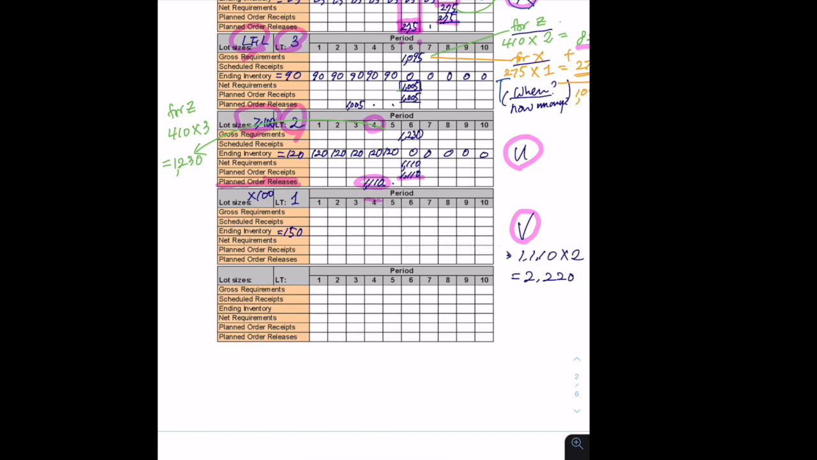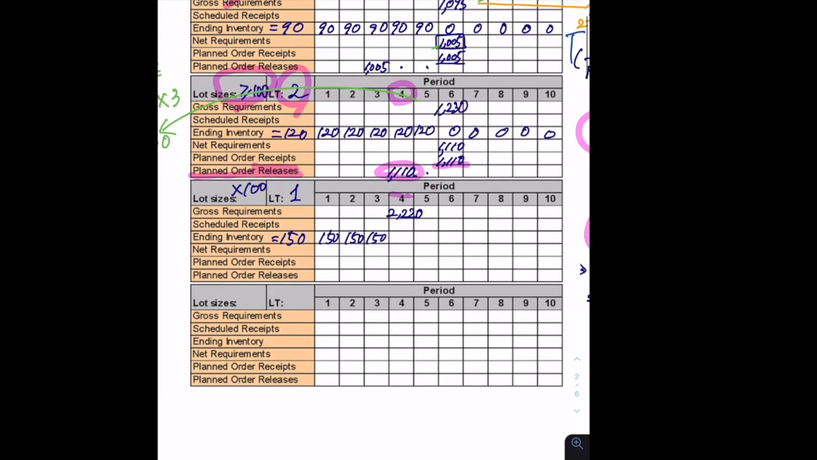So let's start with this gross requirements. The gross requirements is 2,220. And then let's look at the ending inventory. Ending inventory is 150. So we will keep 150 until week 3. And then in week 4, what is net requirements? Net requirements is given as the difference between 2,220 and the on-hand inventory. So I will not calculate it, but you can easily get the difference. So you need only 2,070.